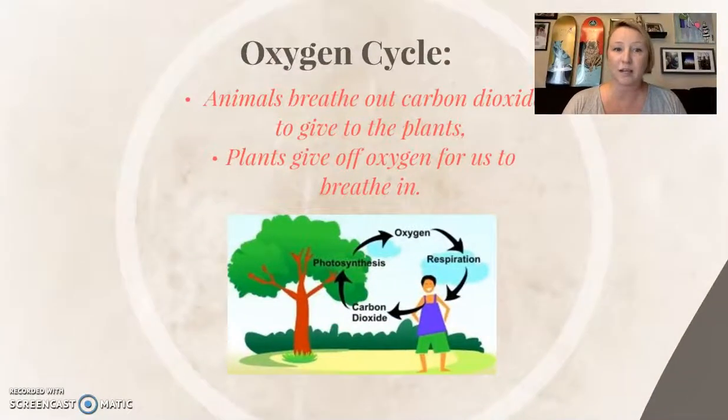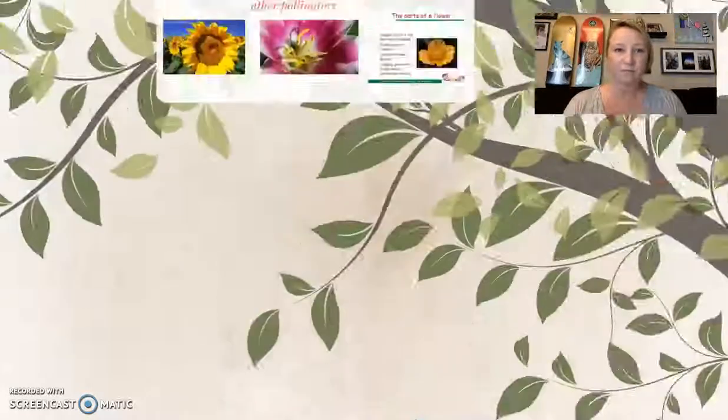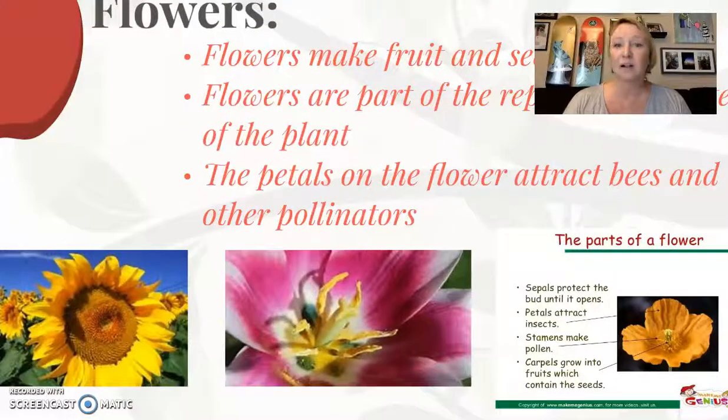The oxygen cycle. We're going to talk about this a little bit later. It's very important, but with the oxygen cycle, animals breathe out carbon dioxide to give to the plants, and plants give off oxygen for us to breathe in. So it completes the whole circle. Flowers make fruit and seeds. Flowers are part of the reproductive system of the plant. The petals on the flowers attract bees and other pollinators.